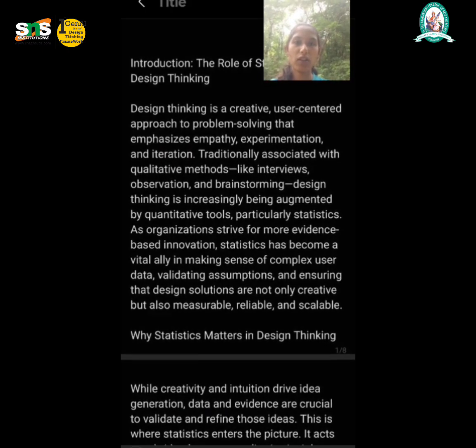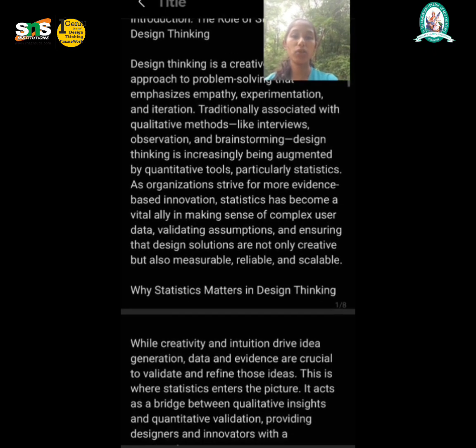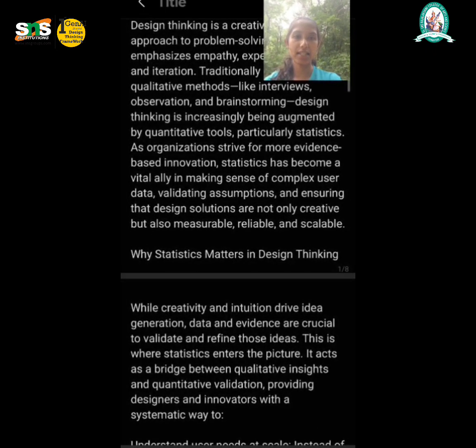Now I'm going to speak on the topic: the role of statistics for social research in design thinking. So, design thinking is a creative, user centered approach to problem solving that emphasizes empathy, experimentation, and iteration. Traditionally associated with qualitative methods like interviews, observation, and brainstorming, design thinking is increasingly being augmented by quantitative tools, particularly statistics, as organizations strive for more evidence based innovation.